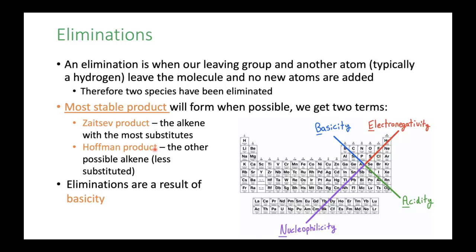Specifically, this one is the less stable product, and so it will only form if we have either a bulky base or we are blocked from forming our Zaitsev product. Eliminations are a result of basicity, and so a lot of professors stress basicity. I'm going to show you guys that you can look at basicity, but you can also just look at nucleophilicity. But definitely know that a base is called a base because we are abstracting hydrogen, as bases do when they react with acids. They take away hydrogen.